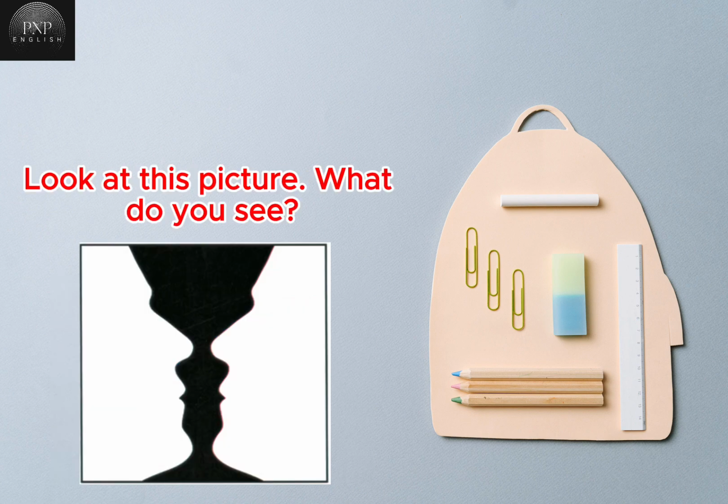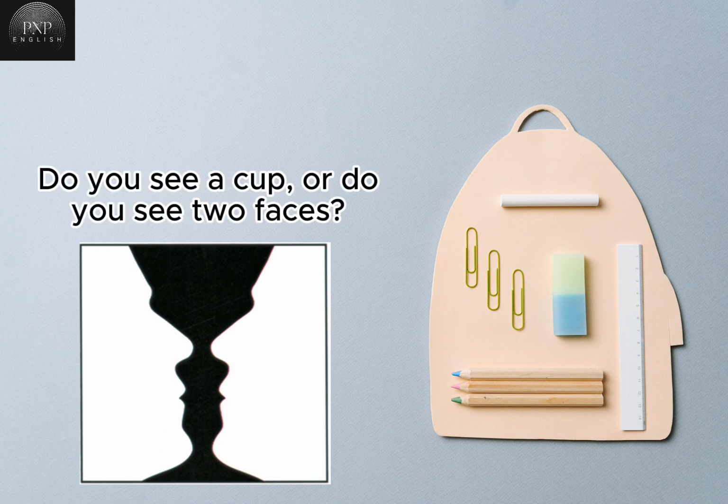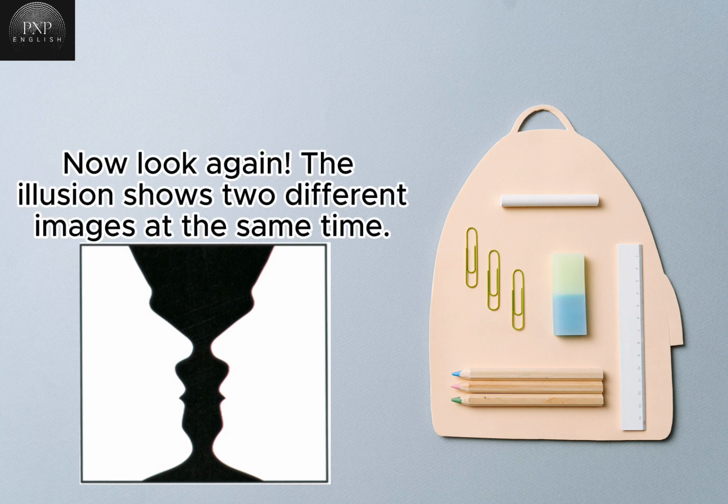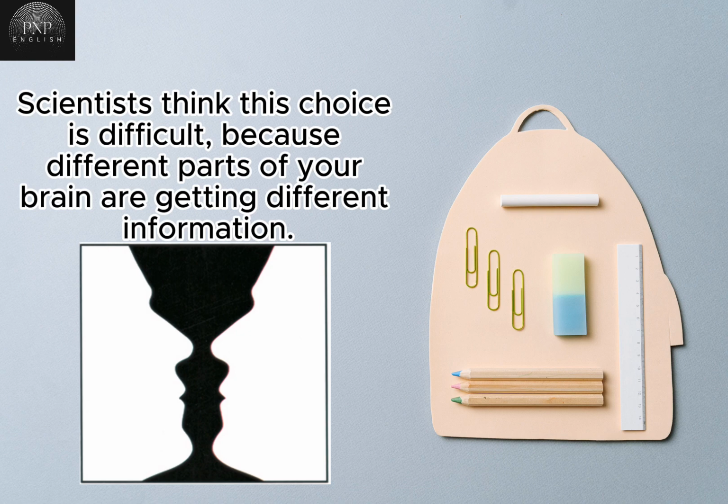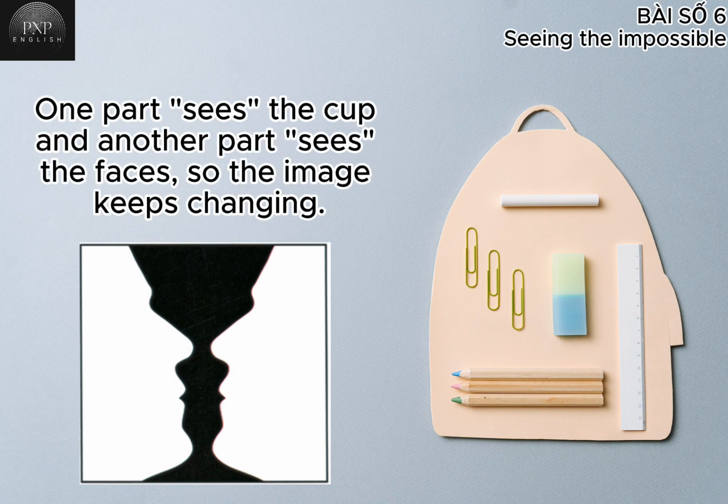Look at this picture. What do you see? Do you see a cup or do you see two faces? Now look again. The illusion shows two different images at the same time. Therefore, our minds have to choose which image to look at. Scientists think this choice is difficult because different parts of your brain are getting different information. One part sees the cup, and another part sees the faces, so the image keeps changing.